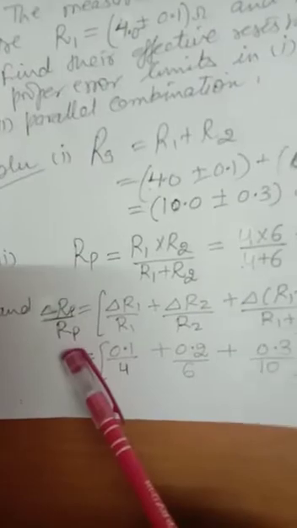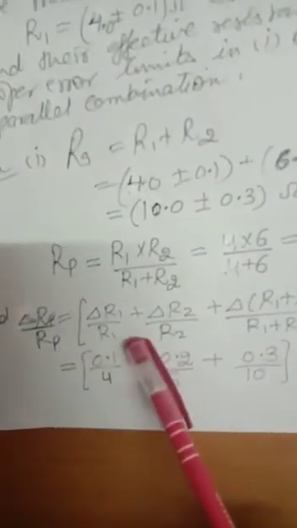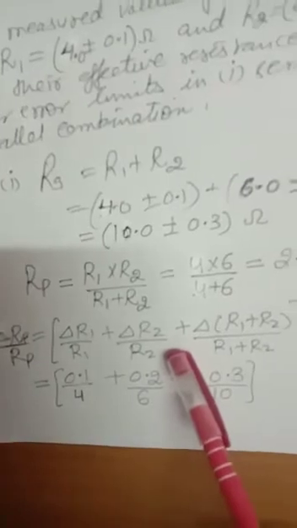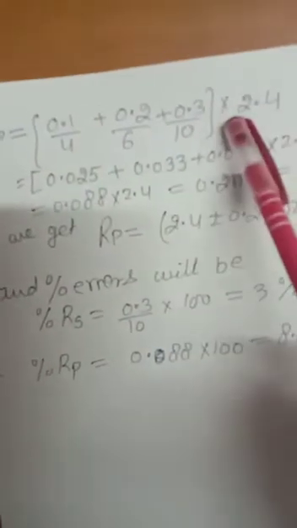Whether the quantity is in the numerator or denominator, we always add the values because we have to calculate the maximum possible error. So we get delta Rp upon Rp, the fractional error in parallel resistance, will be delta R1 upon R1 plus delta R2 upon R2 plus delta of R1 plus R2, that is the third quantity, upon R1 plus R2. Substituting the values, we get 0.1 upon 4 plus 0.2 upon 6 plus 0.3 upon 10. So delta Rp, taking Rp on this side, is 0.1 upon 4 plus 0.2 upon 6 plus 0.3 upon 10, overall bracket into 2.4.